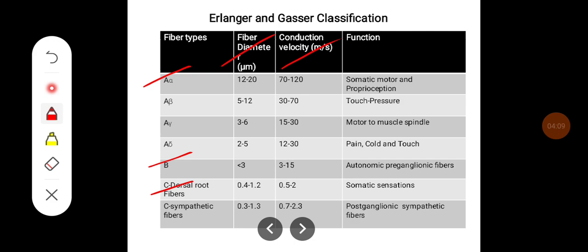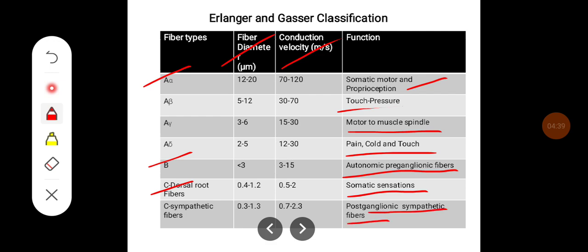Type A alpha fibers are seen in somatomotor and proprioceptive fibers, whereas A beta are touch and pressure fibers, whereas A gamma are motor to the spindle, A delta are pain, cold and touch fibers, whereas B forms the autonomic preganglionic fibers, and C fibers are for somatic sensation, and C sympathetic fibers form the postganglionic sympathetic fibers.